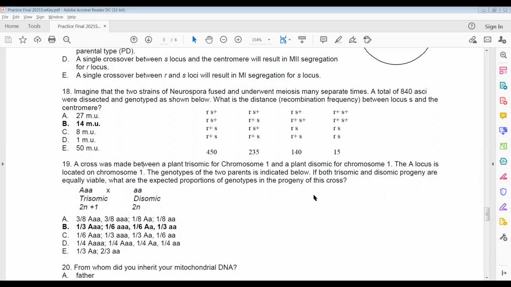You're gonna see some problems like this in the final, so make sure you understand the theory behind it, right? I will not give you exactly the same problem, but something like this.